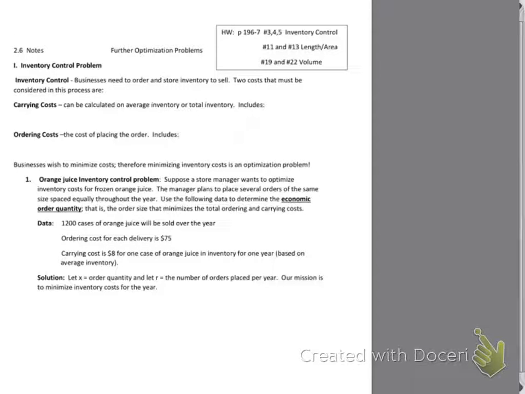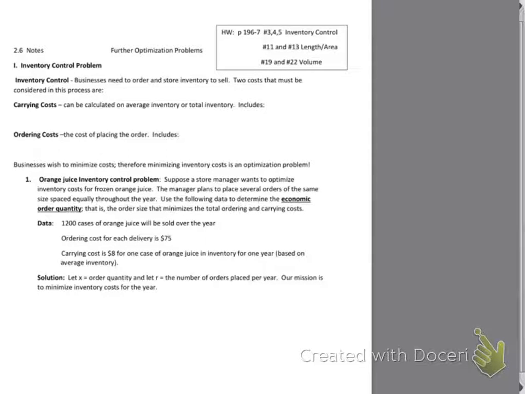Okay, in this video we're going to start the 2.6 notes. So in these notes, the first section is on inventory control problems. So they are very new problems for you. So we're going to have to go over some background knowledge.